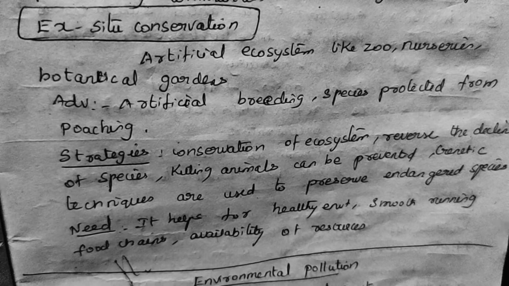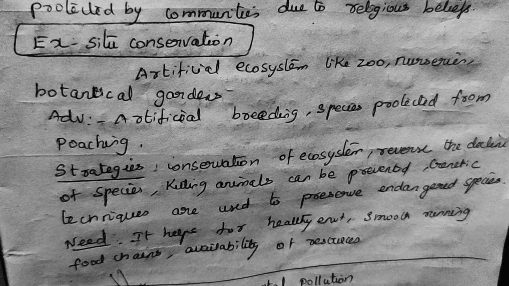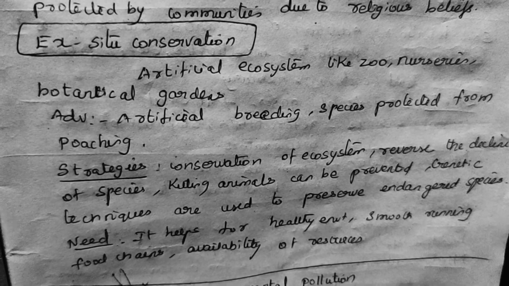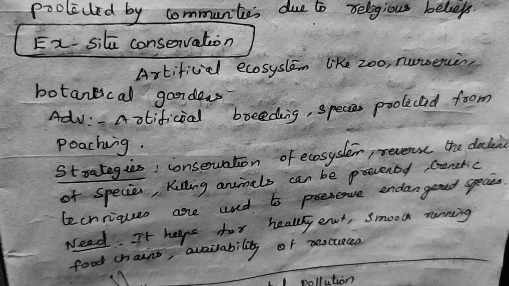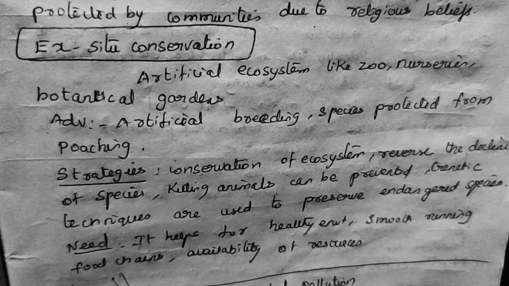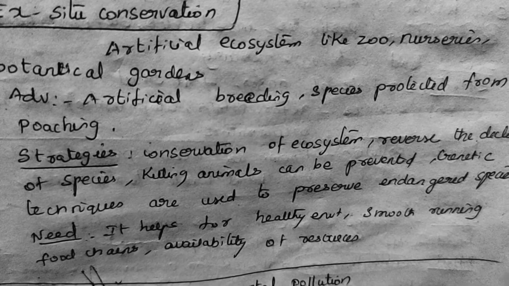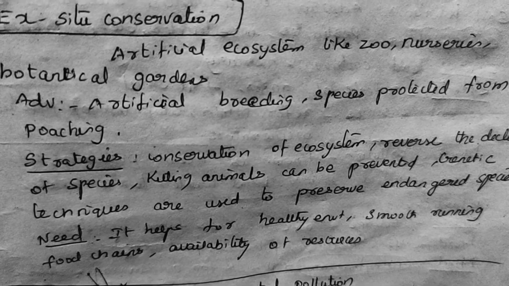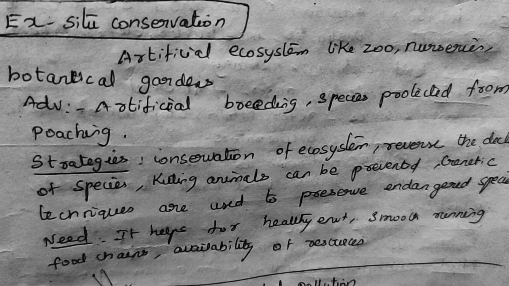poaching. And then strategies: conservation of ecosystems, reversing the decline of species, and killing of animals can be prevented. And then genetic techniques are used to preserve endangered species. And then what is the need? It helps for a healthy environment, smooth running of food chains, and availability of resources.